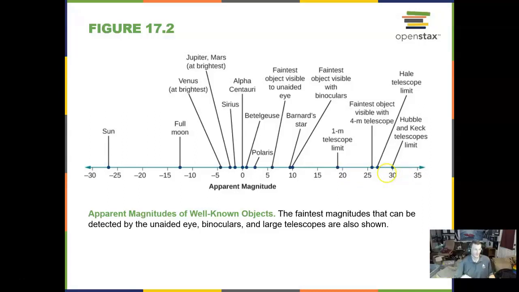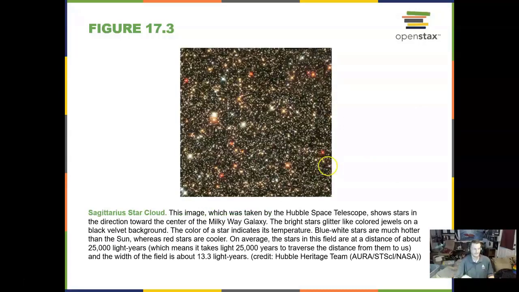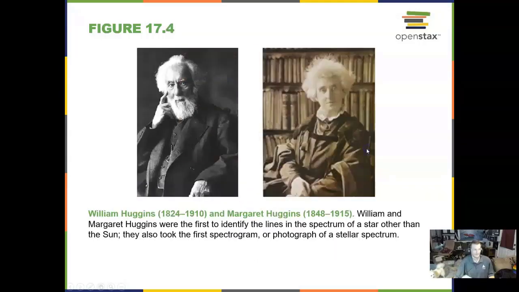Now, in astronomy, we deal with some extreme numbers. And so the difference between the sun being bright and what we can see as the faintest things in the sky is really about a 10 billion fold difference in brightness. Here is a star cloud from the Hubble Space Telescope looking towards the center of the Milky Way galaxy, and you can see the different star colors in that crowded field.